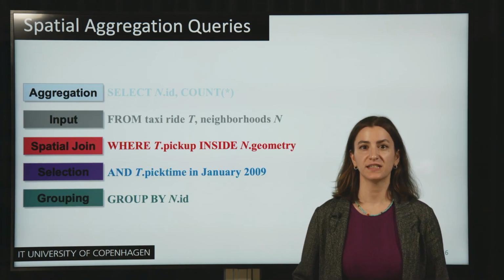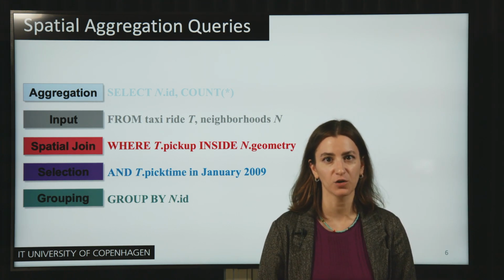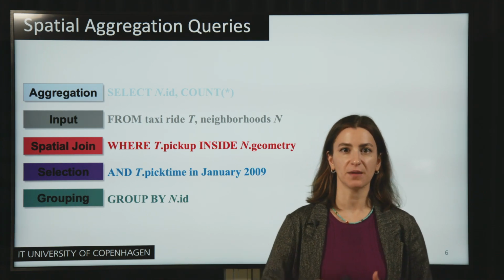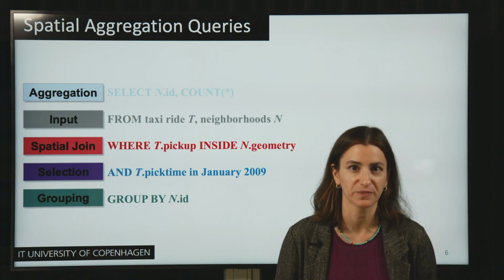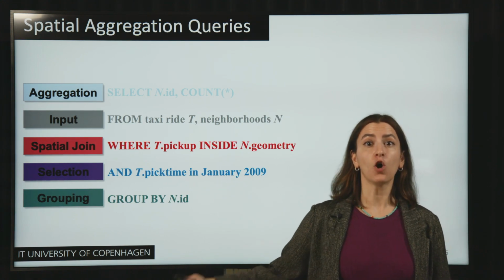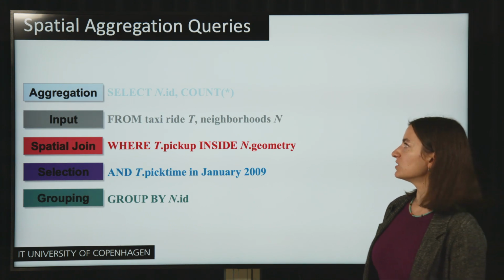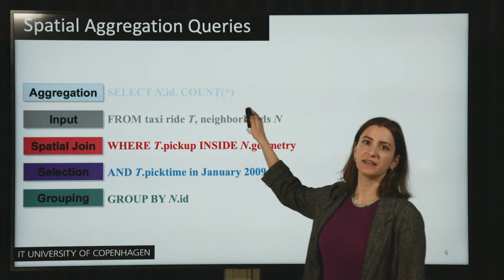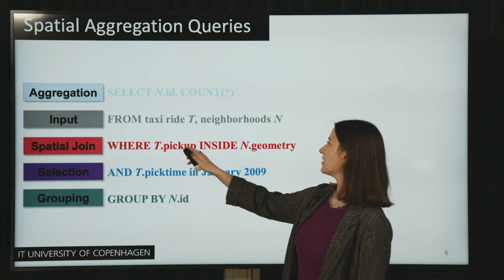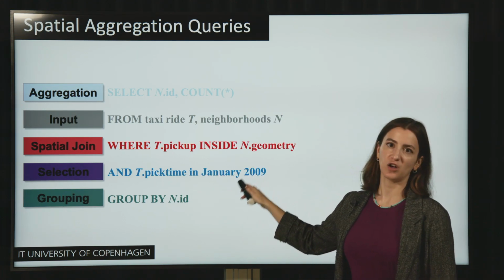To build these visualizations, visual analytic systems rely on what we call spatial aggregation queries. These queries partition the data in different regions and then compute summarized aggregate information for each region. This is the query that is issued by the visualization system in order to compute the heat map that I just showed you on the previous slide. It takes 2 datasets as input, the taxi rides and the neighborhoods in New York City, and then selects a subset of the rides for a selected period of time, which is January 2009.